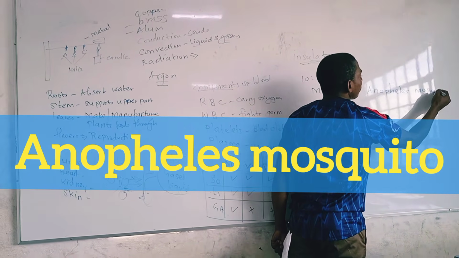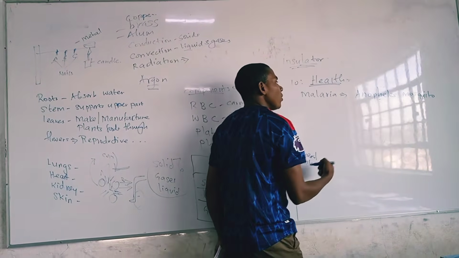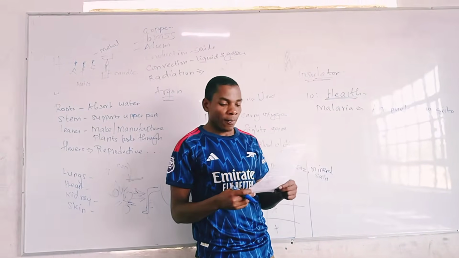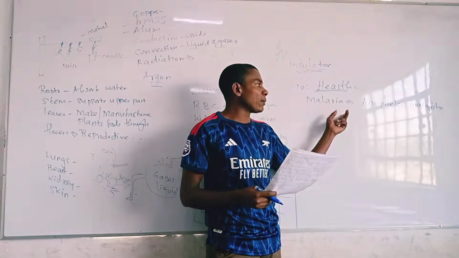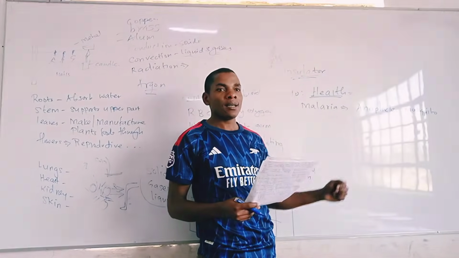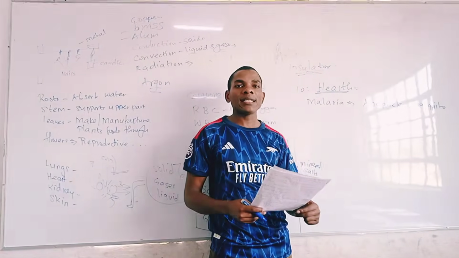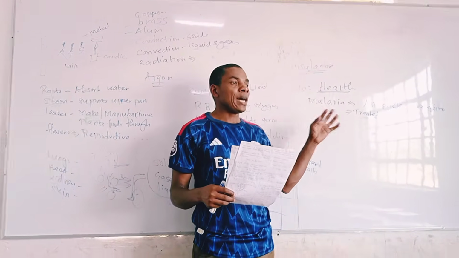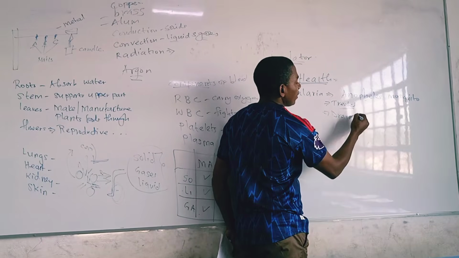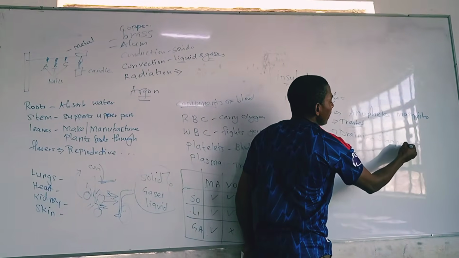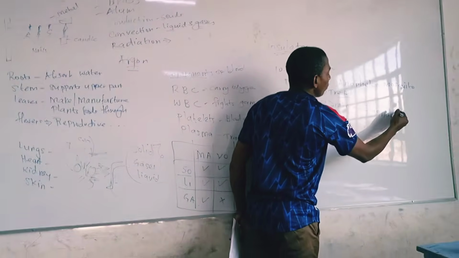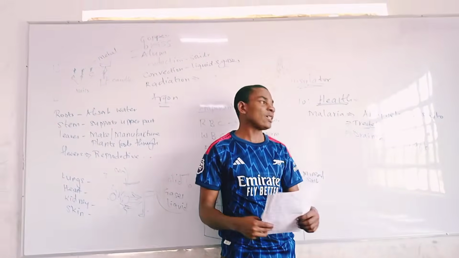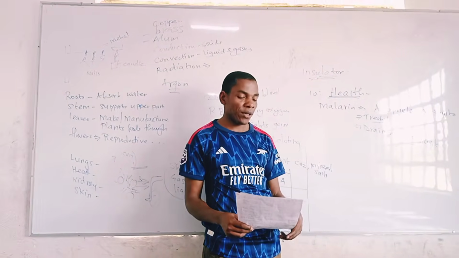So this is the female mosquito that causes malaria. Are you together? Yes. So how can we prevent malaria? By sleeping under treated mosquito nets. Also, you can prevent malaria by draining stagnant water. Why are we draining stagnant water? To destroy the breeding sites of the mosquito, so that it does not breed in the water that has stagnated.